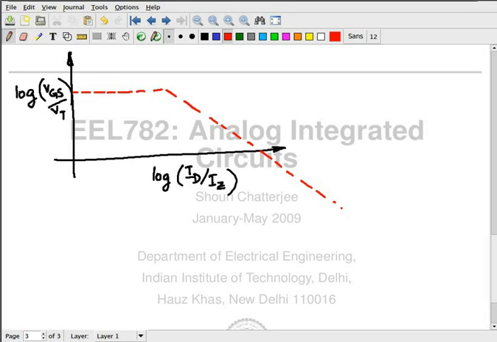So, have you seen this curve before? No? Digital designers, what's your name? Arun. Have you seen this curve before? No?